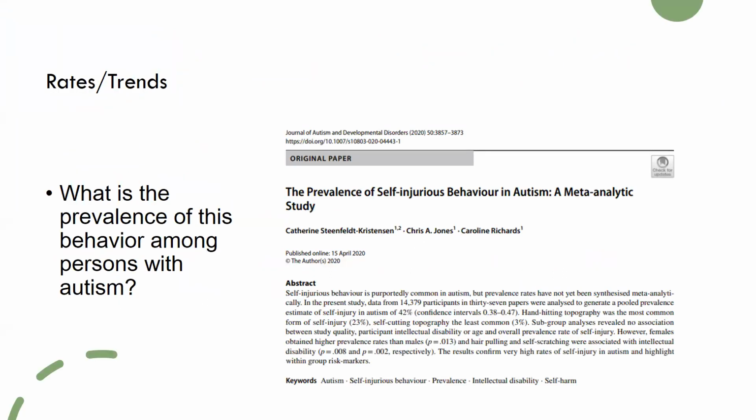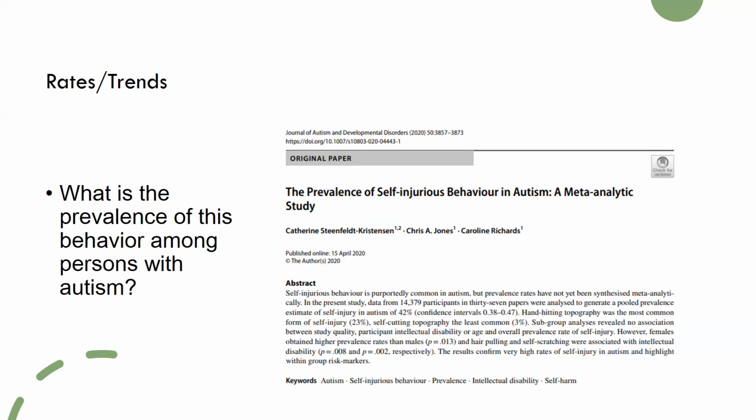So let's look at some examples. Here's an example where we might be interested in using meta-analysis to estimate a rate or a trend. This is a paper from the Journal of Autism and Developmental Disorders looking at the prevalence of self-injurious behavior in autism. So here, we're trying to understand how prevalent this particular behavior is among people with autism. A set of studies were gathered that were trying to estimate this prevalence, and we can use meta-analysis to say what is the average prevalence as reported across this set of studies.